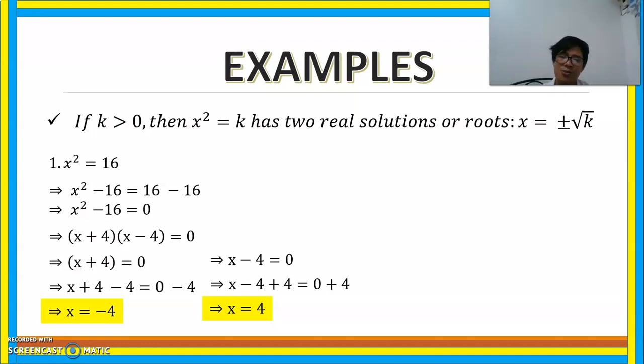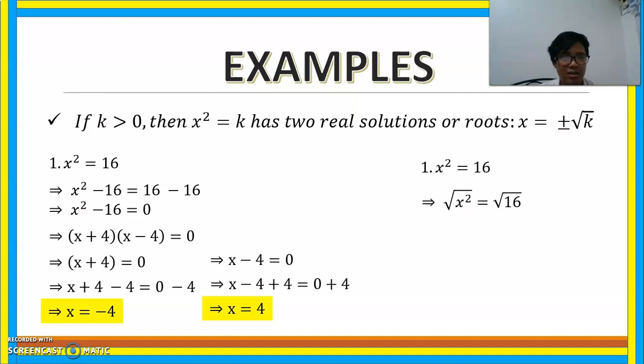There is an easy way to solve this by using extracting square root. Sige, I will use the same example, x squared equals 16. Let us use extracting square root. We have to extract it on both sides: the square root of x squared equals the square root of 16.